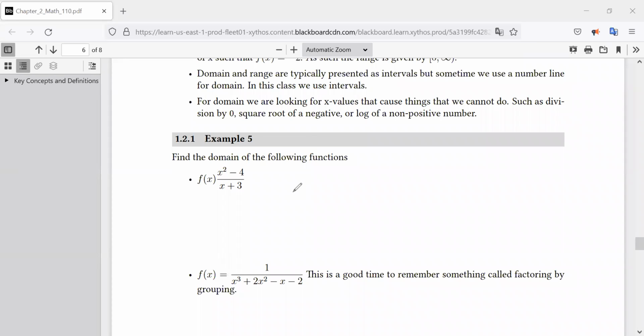So what's the domain of this? Well, this top, that can take anything, right? I can plug any x value into x squared minus 4, if that works. Bottom, I can plug in any x value and get out a valid answer, right? But I need to remember that the bottom cannot be equal to 0. So I need x plus 3 is not equal to 0. So that means x is not equal to negative 3, right?